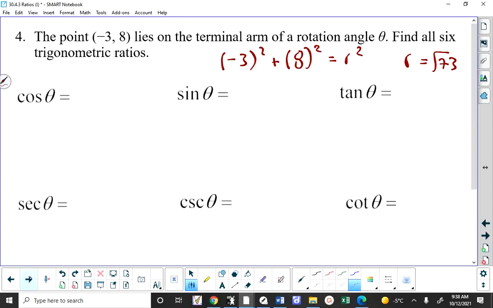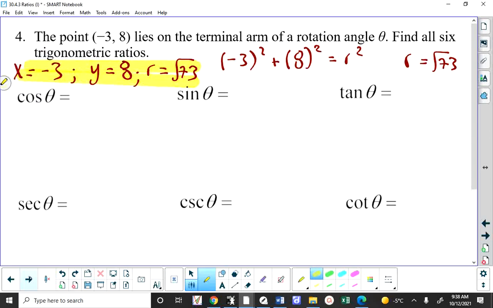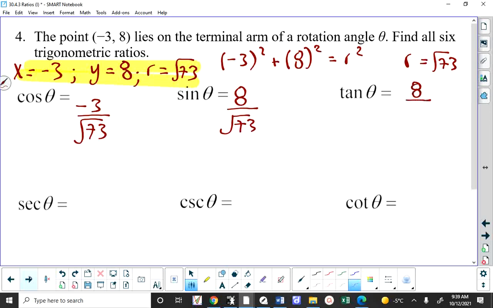So, look, x is -3, y is 8, r is root 73. This is all the information you need to answer this question, because cosine is x over r. So it's -3 over root 73. Sine is y over r. It's 8 over root 73. Tan is y over x, which is going to be 8 over -3. And I just prefer to put the negative on the top.